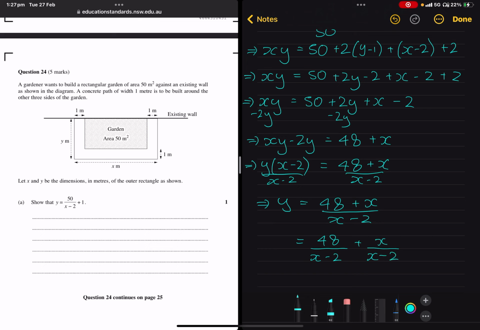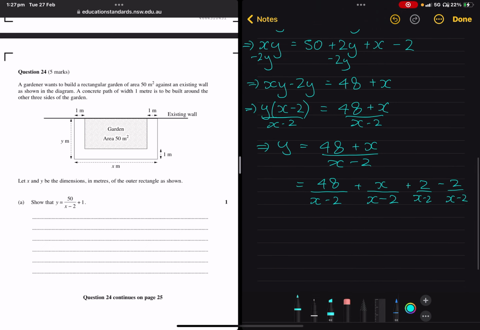And then what we can do is we can add 2 on x minus 2 and subtract 2 on x minus 2. If we add 2 to the first term, this gives us 50 over x minus 2. If we subtract 2 from the second term, this gives us x minus 2 over x minus 2. X minus 2 over x minus 2 is 1, so this is 50 on x minus 2 plus 1. And this is what we're asked to show.